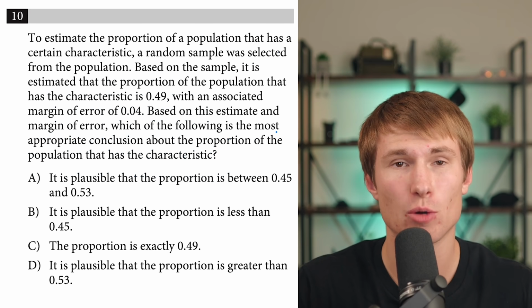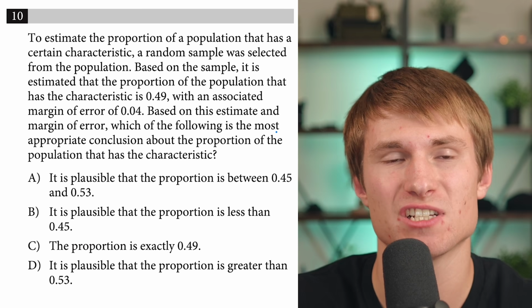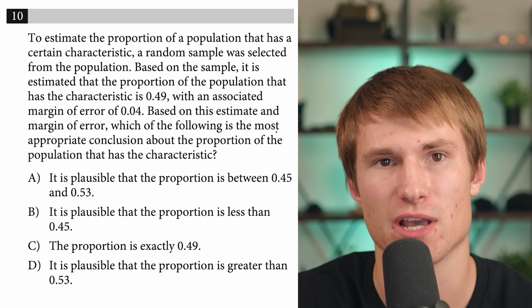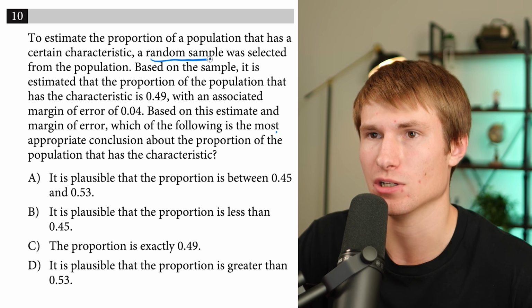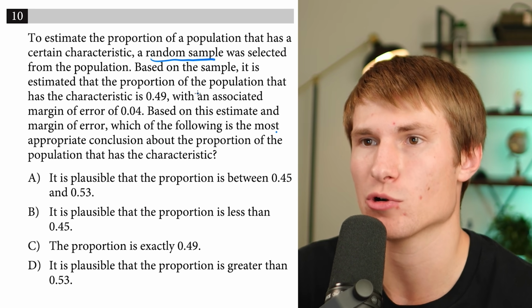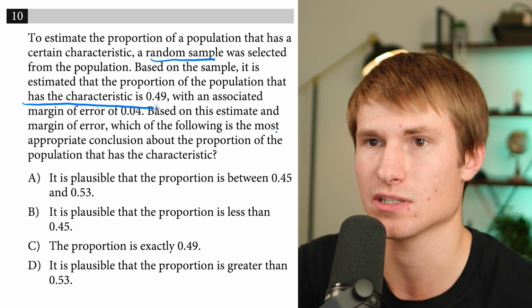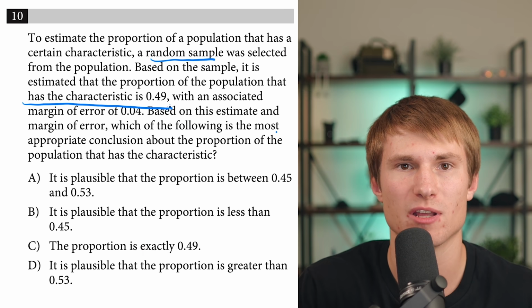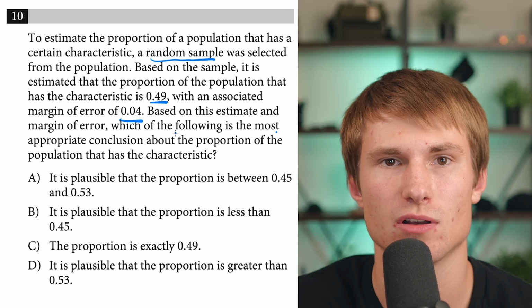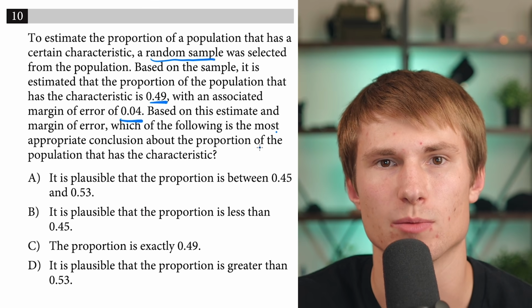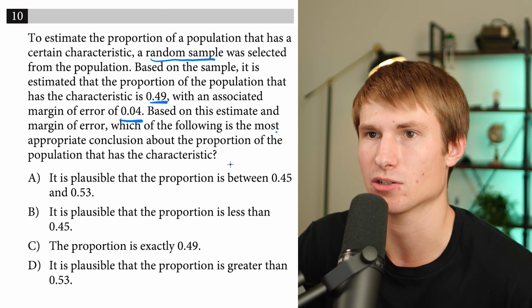Here's something you need to know about margin of error for the SAT. Question 10 states: to estimate the proportion of a population that has a certain characteristic, a random sample was selected from the population. Based on the sample, it is estimated the proportion of the population that has the characteristic is 0.49, with an estimated margin of error of 0.04. Based on the estimate and the margin of error, which of the following is the most appropriate conclusion about the proportion of the population that has the characteristic?